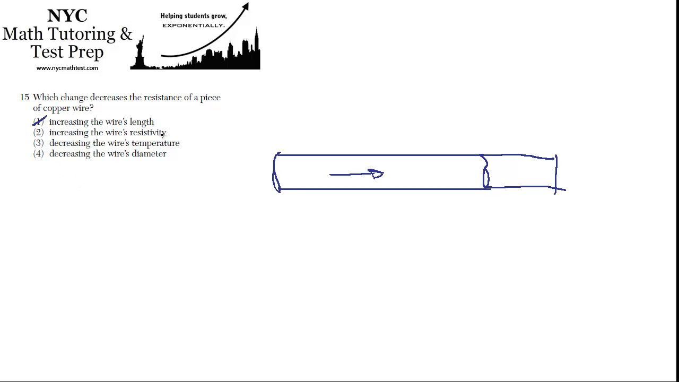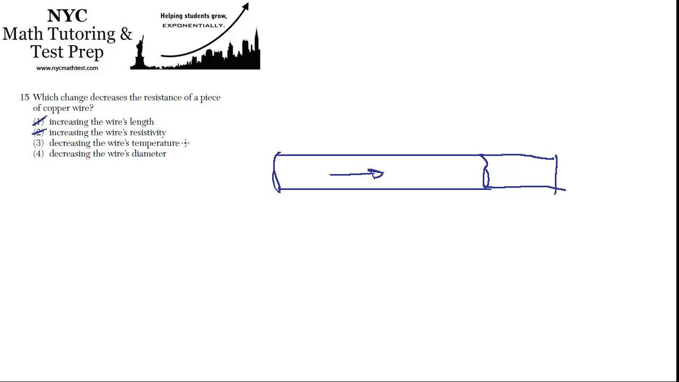Increasing the wire's resistivity. Resistivity is a property of the material. So if this is copper, then there's a particular value associated with copper. If you chose some other material which was more resistive, which means probably a better insulator and not as good of a conductor, is that going to make the resistance go up or down? Well, if the resistivity is increasing, then that's not going to decrease the resistance. The resistance is a function of the resistivity of the material. So that doesn't work. Decreasing the wire's temperature.